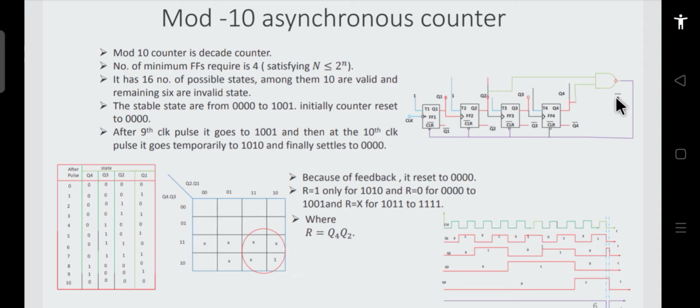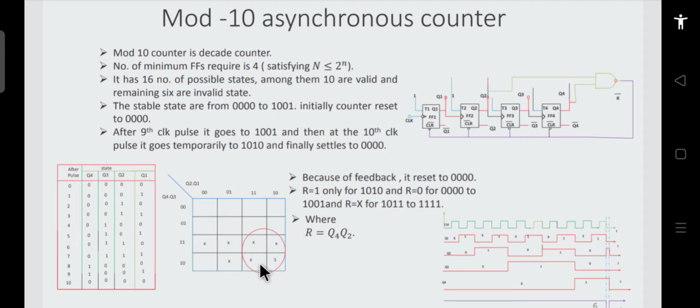Now how will this reset signal be generated? This reset signal should be connected to the clear input, because the flip-flops should get reset for this temporary count 1010. So we have to make this arrangement. We have to use some combinational circuit here, and this combinational circuit can be designed with the help of this K-map.